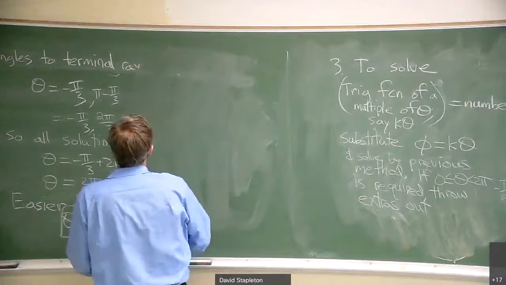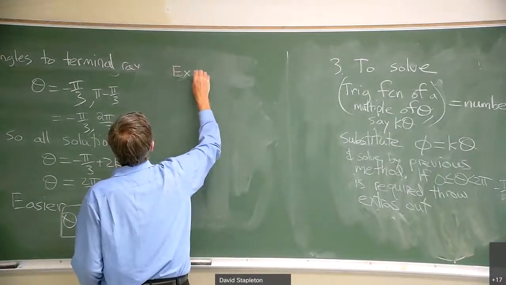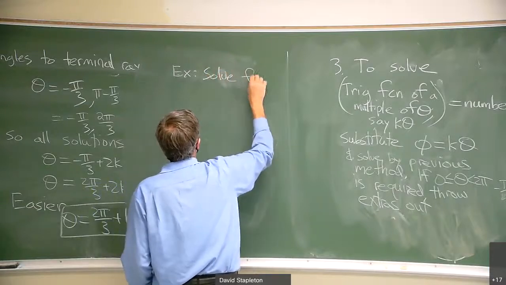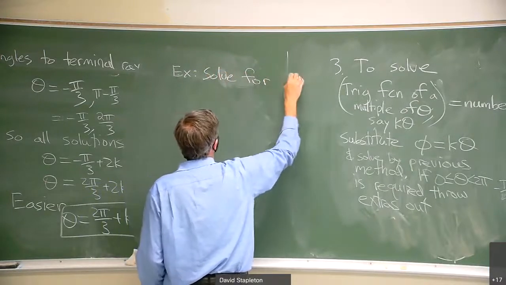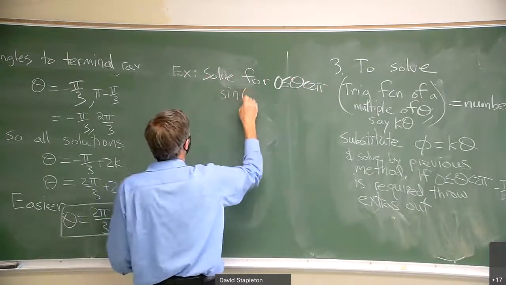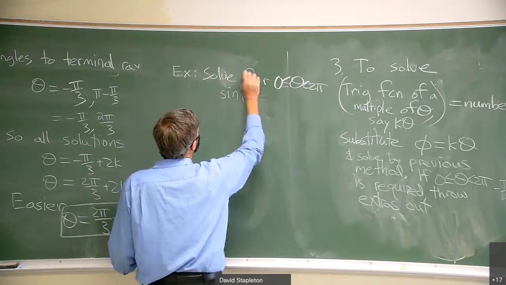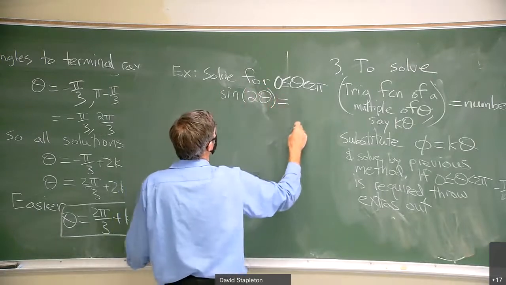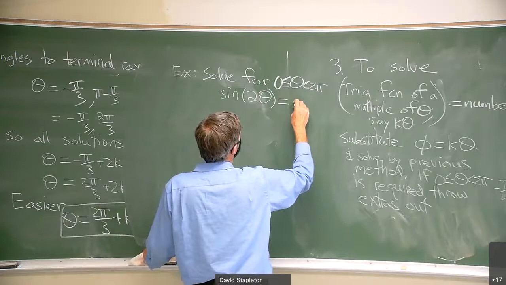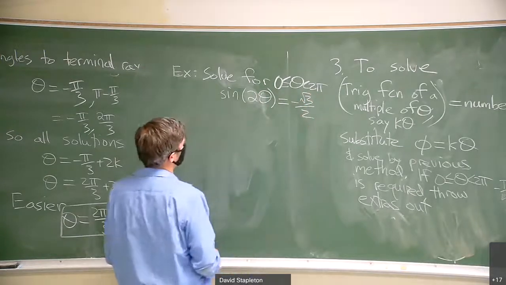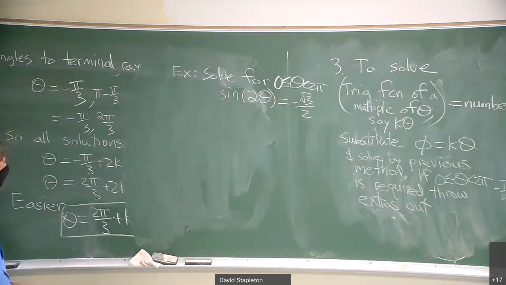For example, suppose I had this one. Solve for all angles within one rotation, 0 to 2 pi. Sine of 2 theta equals minus square root 3 over 2. Now I have a trig function equal to a number. It's a trig function of a multiple of theta instead of a trig function of theta, right?